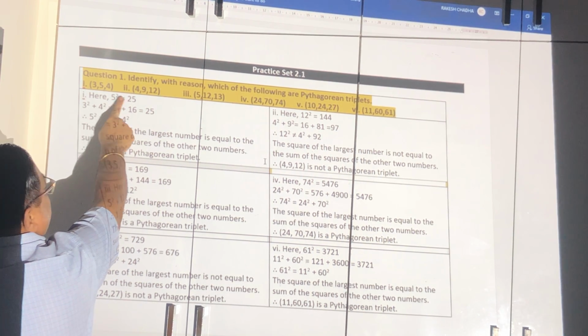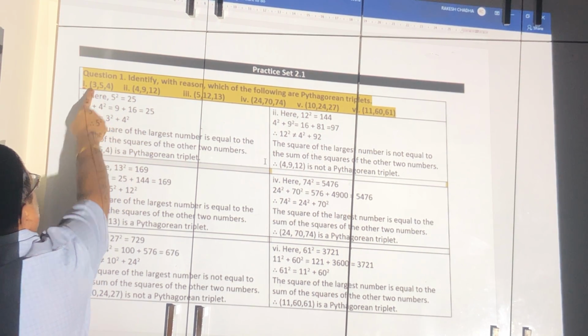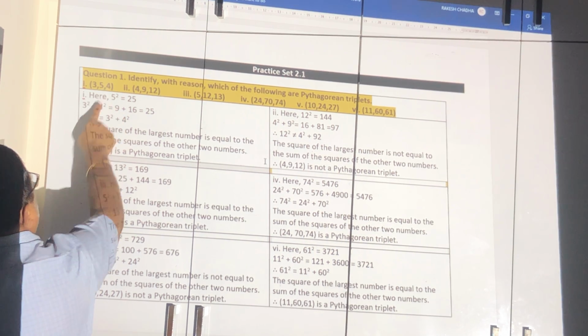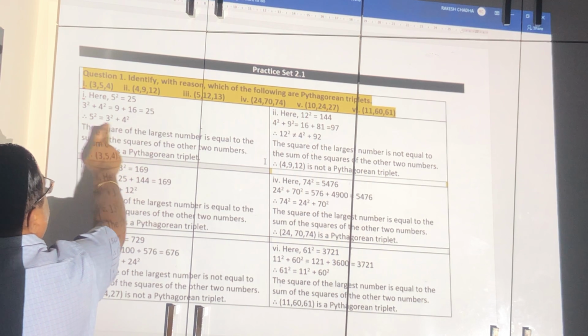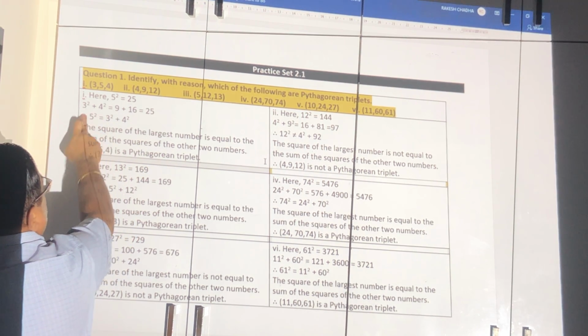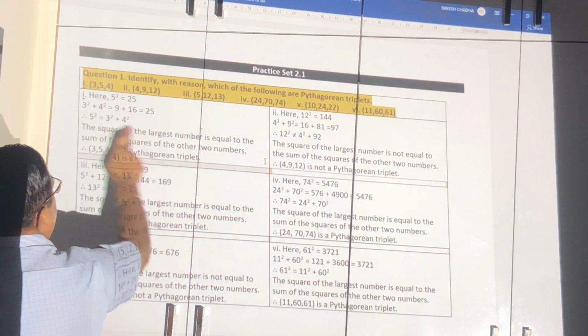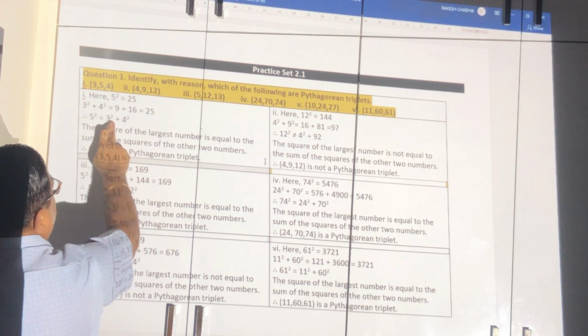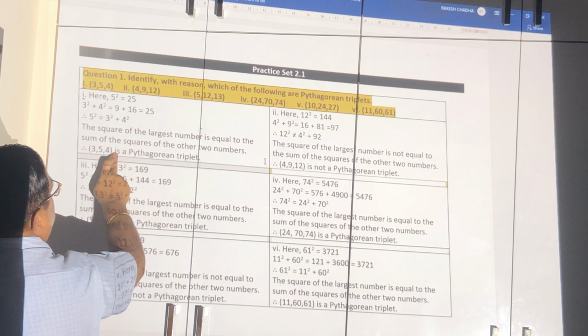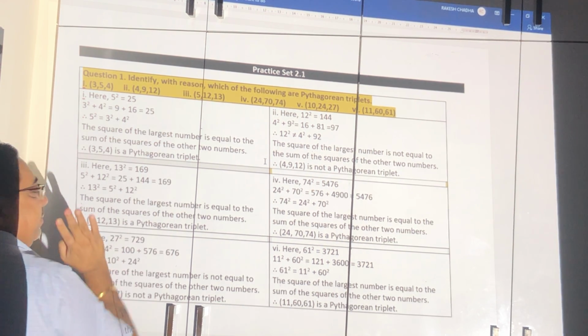5. So 5 square is 25. Then the other 2: 3 square is 9, 4 square is 16. Add them together, 25. 25 is equal to 25. Perfect. Square of the largest number is equal to sum of the squares of the other 2 numbers. It is a Pythagorean triplet.